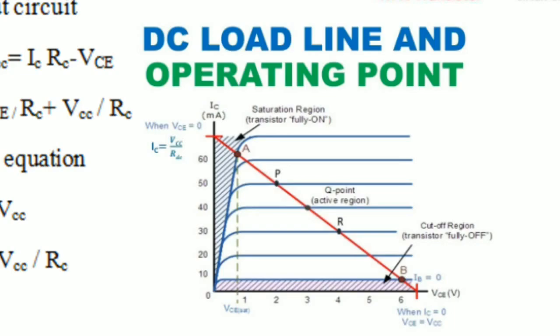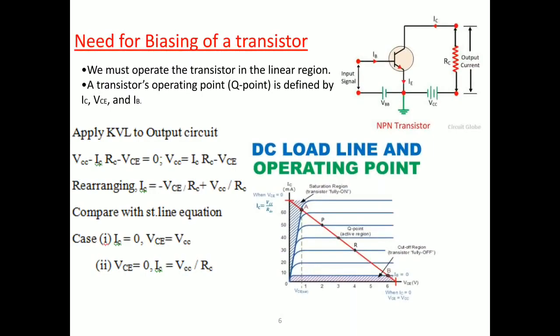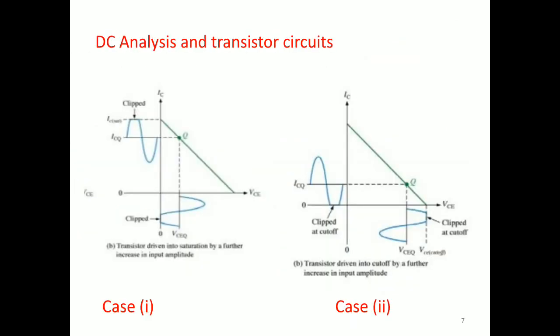So always operating the transistor at the Q point is very important. Let us move on to the next topic. Why not other regions in the characteristics? The selection of the Q point is very important.